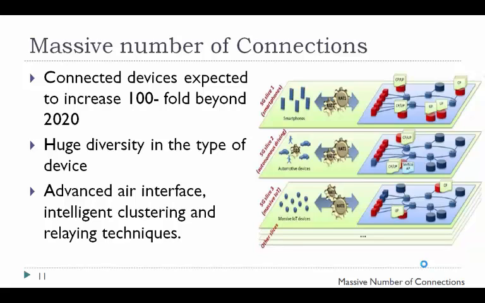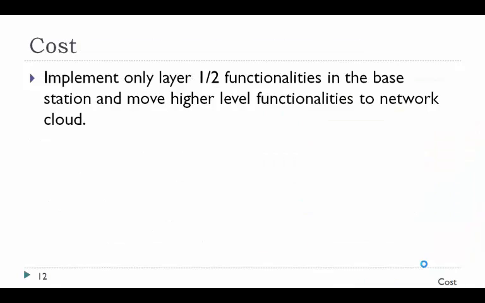Next challenge is cost. Traditionally, the base station implements the functionality of user plane and control plane, which requires additional hardware for making the routing of control and data packets possible. NFV and SDN allow us to implement this functionality in software running on data centers and cloud. This way, the base stations can become simpler in hardware by implementing only layer 1 or 2 in the protocol stack and moving higher level functionality into network cloud. Let us see a video for better understanding.